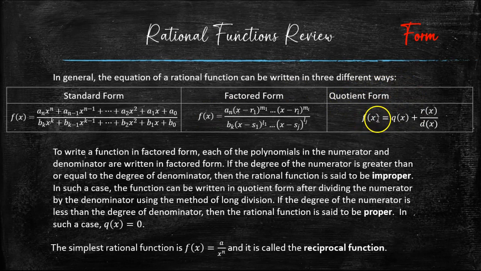So here you should be able to take one polynomial divided by another polynomial, find the quotient, the remainder, and identify the divisor. So this is what we refer to as quotient form, and all of these 3 forms are quite useful when it comes to graphing. Now, you should know this vocabulary. You should know, for example, what it means to call a rational function proper or improper. And you should know that the simplest rational functions are called reciprocal functions, and they look like this.